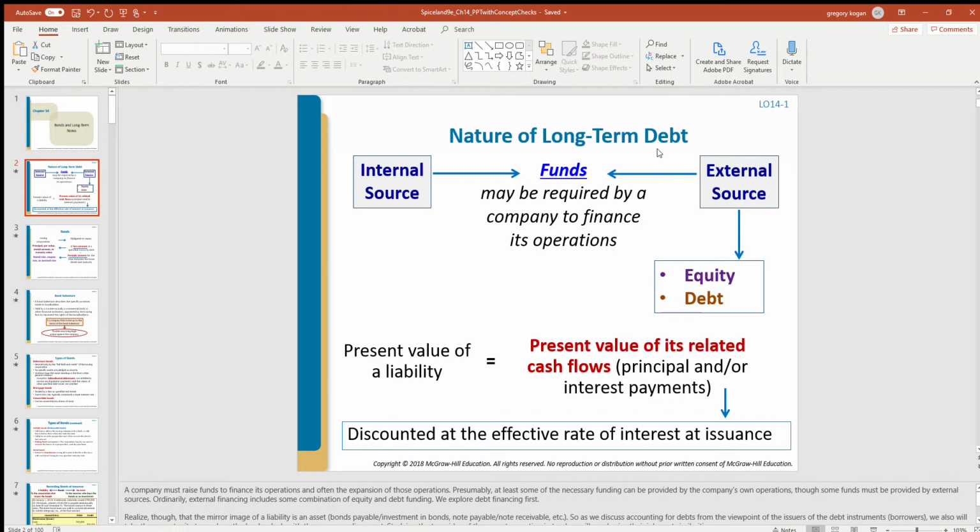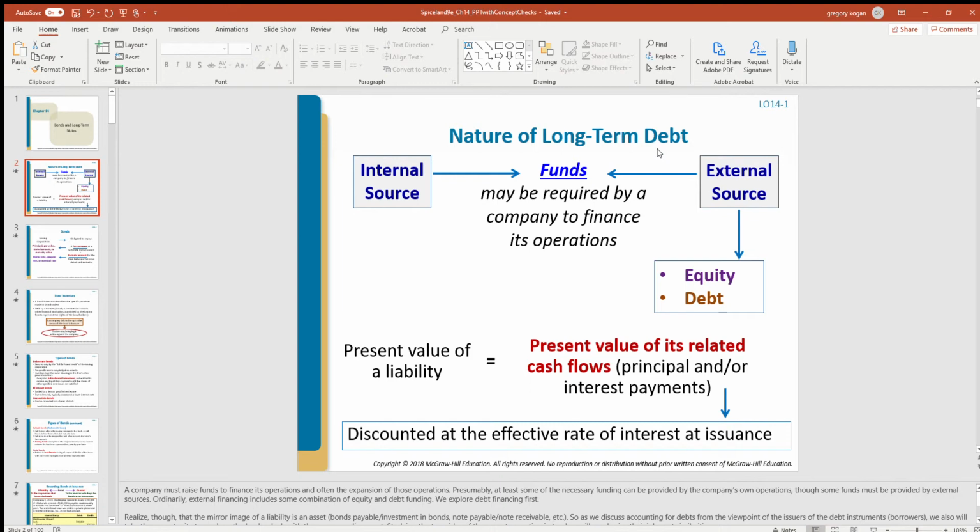We're basically looking at where we need funds. Funds may be required by a company to finance its operations. It can come internally, by earnings or retained earnings, or it could come from an external source, which is equity or debt. Present value of its related cash flows, discounted at the effective rate of interest at issuance.